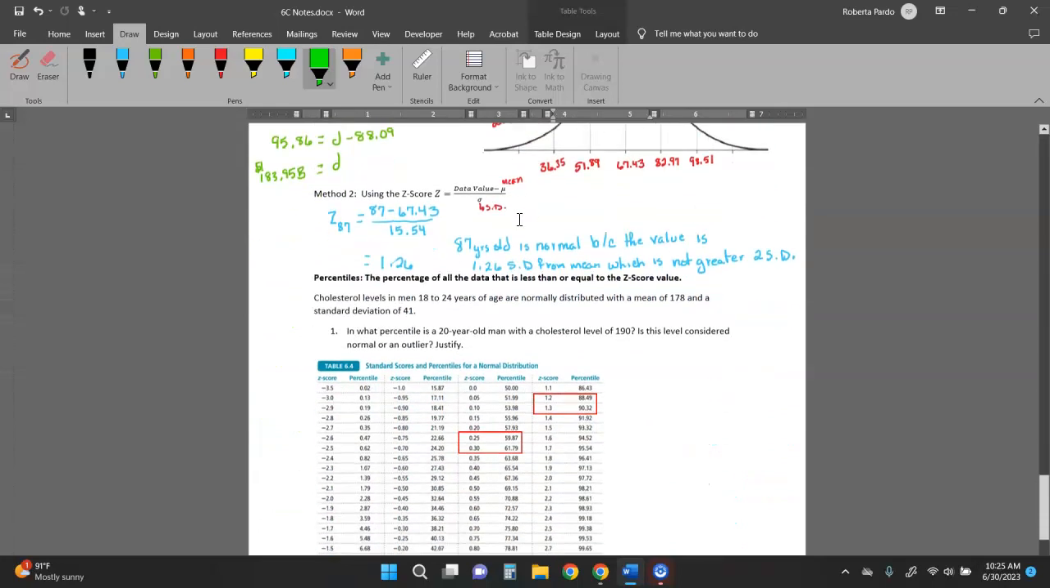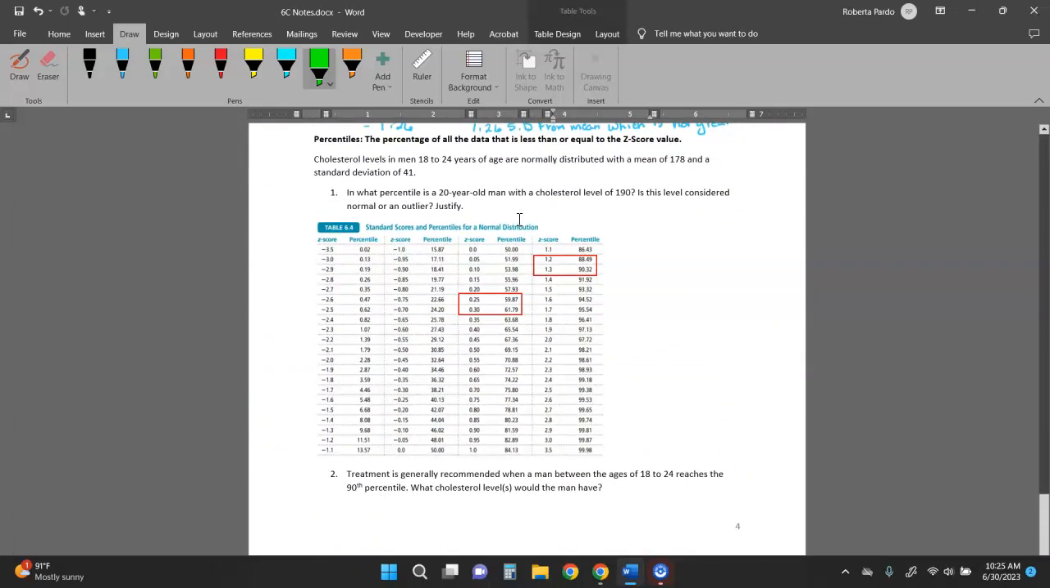And so let's look at this scenario. Cholesterol levels in men 18 to 24 years of age are normally distributed with a mean of 178 and a standard deviation of 41. So in what percentile, so remember a percentile has to deal with the z-score, and the z-score is a calculation. So the calculation for a z-score again is z equals the data value minus the mean divided by the standard deviation. And that's, again, the population standard deviation.